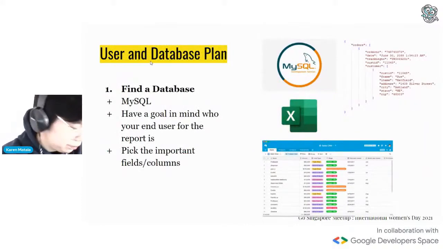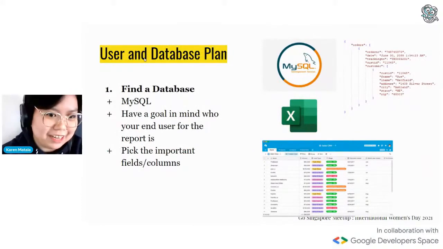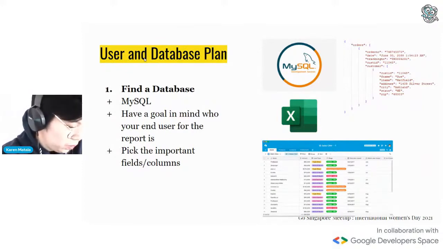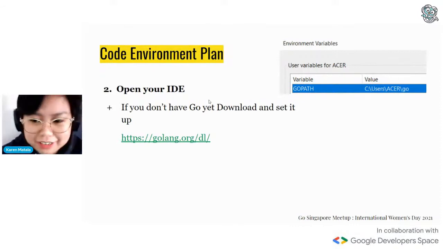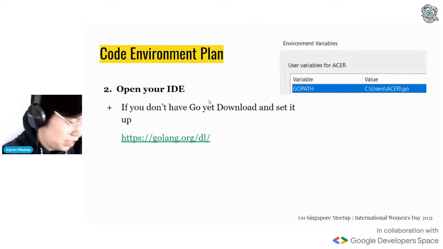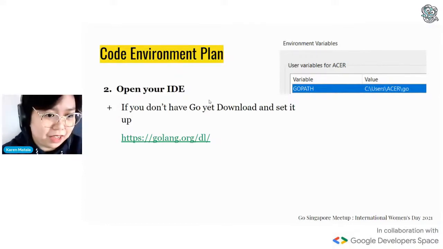Oh, so wait. For the user and database plan, again, it can be a MySQL or an Excel sheet. It is important to have a goal in mind, who your end user is for the report. So it can be the sales team or the marketing team. And then make sense of the important fields and columns. On opening your code environment, you have to set up your Golang. If you haven't downloaded it, it's pretty straightforward for Windows and Linux or Unix systems. You just have to be cautious on the Go path variable.